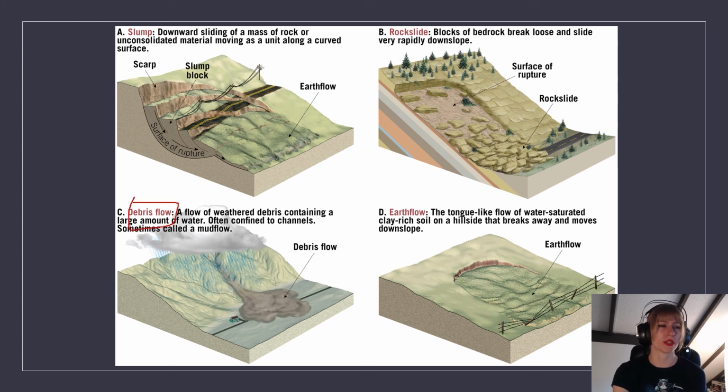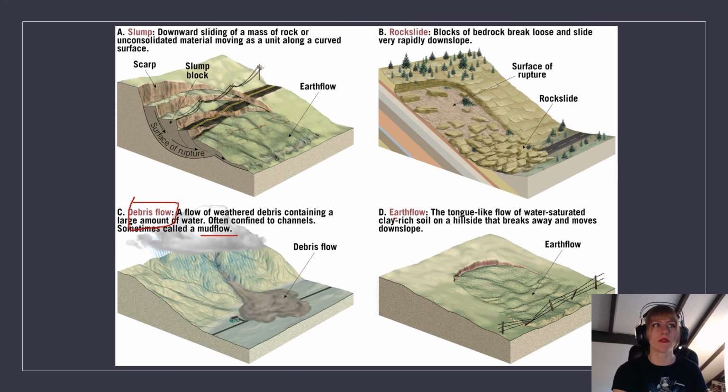And then we have debris flows. A debris flow is a flow of weathered debris containing a large amount of water. This is one of the few mass wasting types that involve water. And it doesn't even need a lot of water, it just needs a little bit. Again, we have unconsolidated stuff. Once some water gets in there, it reduces the amount of friction that keeps it from moving, and it just starts to go. Often they go through channels that are already there, such as old riverbeds, and oftentimes these will be known as a mud flow.